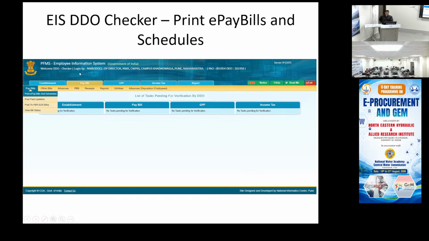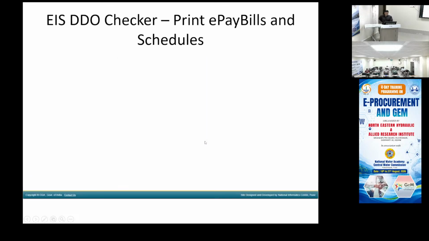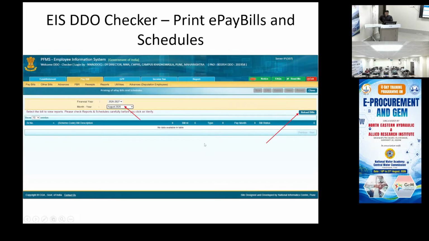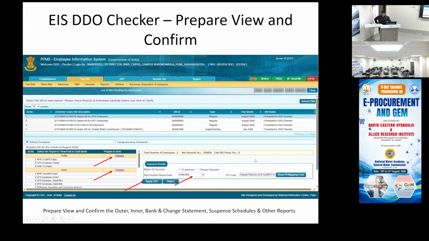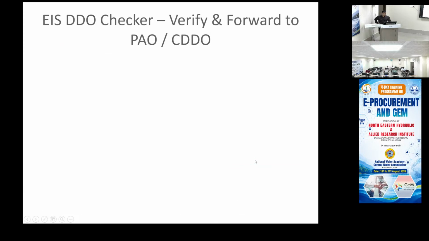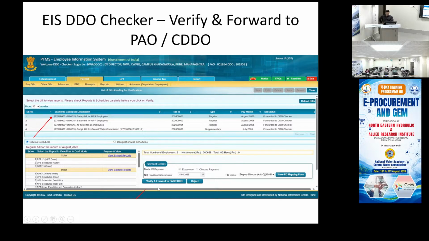Now this is the checker account. In checker we will again go to payables and select the month and prepare, view and confirm. All these things come automatically. Checker will have to check the date. The last working day is generally entered over here. Apply DSC. And after DSC, it will have to be verified and forwarded to PAO.